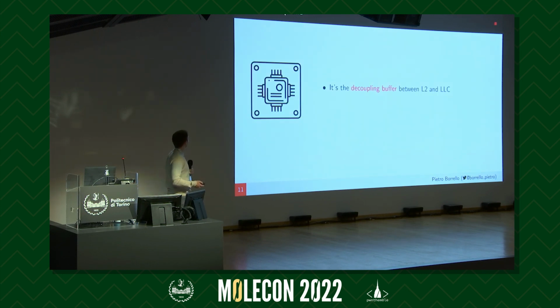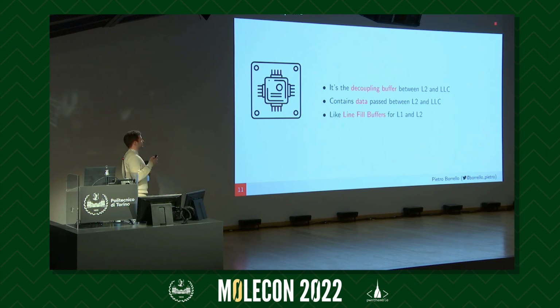No one knows what the superqueue is. I didn't know either. But basically, the superqueue is like a decoupling buffer between the L2 and the last level cache. And this decoupling buffer is used as a performance optimization, and entries in this decoupling buffer are reserved by the CPU and used. So this buffer, as I said, contains data, and if you know MDS attacks, they were leaking data from line fill buffers. This is line fill buffers between the L1 and L2 cache. Now the question is, what is happening here? We are leaking data that is contained in the superqueue.